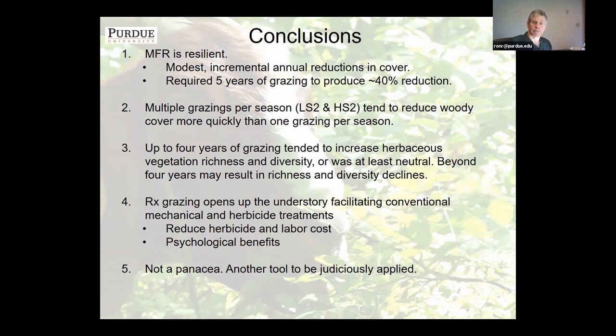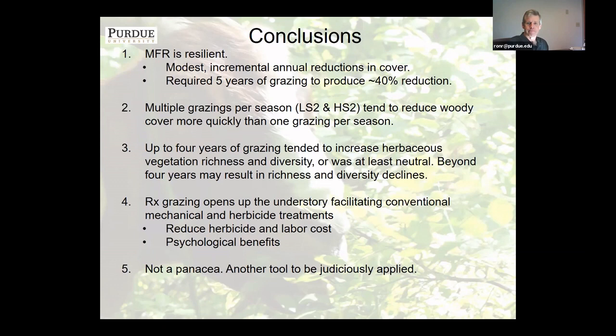Prescribed grazing definitely opens up the understory, facilitating future conventional mechanical and herbicide treatments. Thus, we can reduce the amount of herbicide that we have to apply and the associated labor costs. And there's definitely a psychological benefit that I can't underrate. Even after that first grazing, it was like, wow, this gives me hope. I think we can actually manage this.